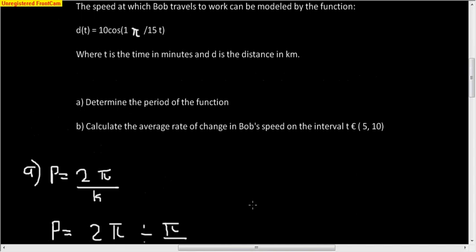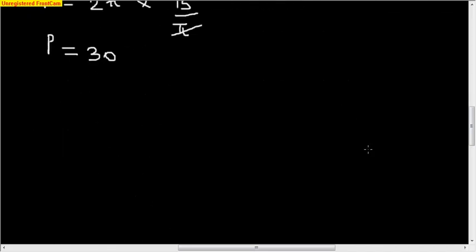And to calculate the average rate of change in which Bob is traveling, so this is question B, we're going to have to take into consideration this interval. So this is when 5 minutes goes by, and this is when 10 minutes go by. So we have the values for t.